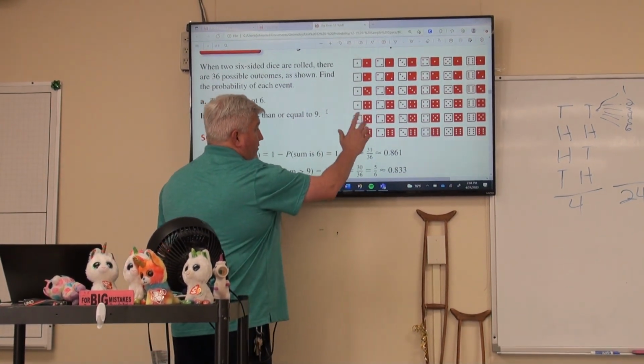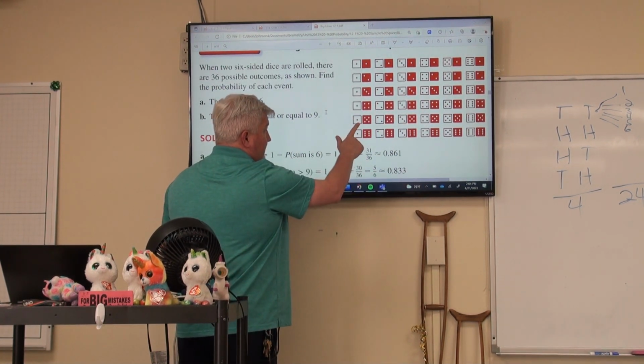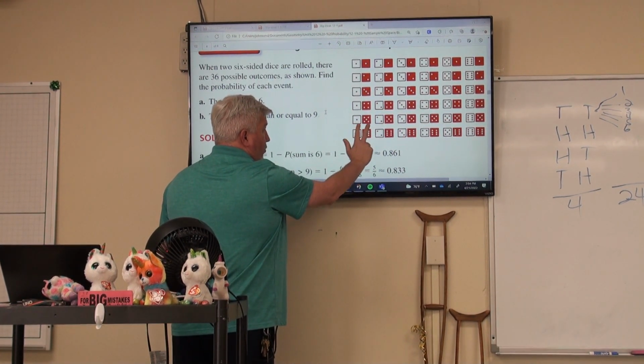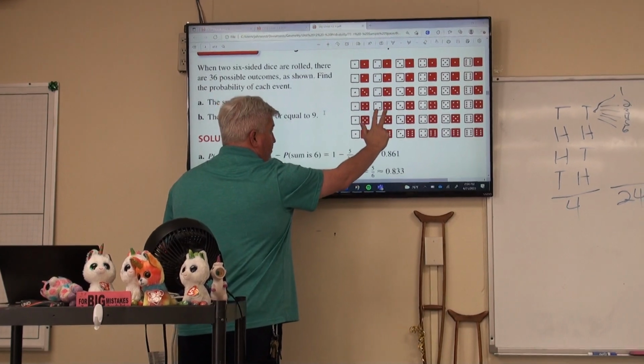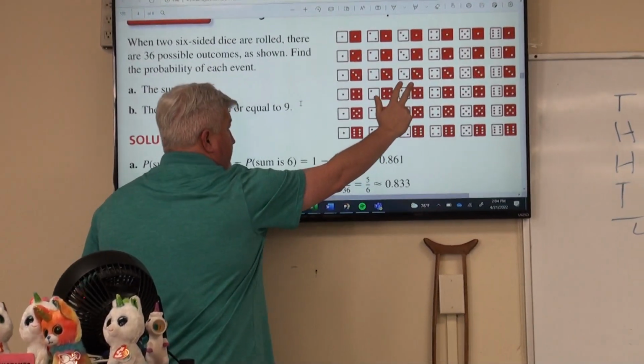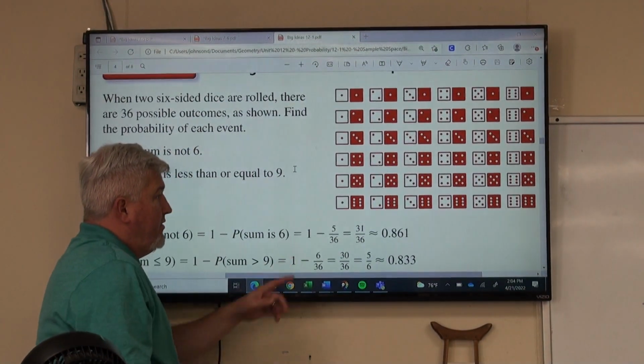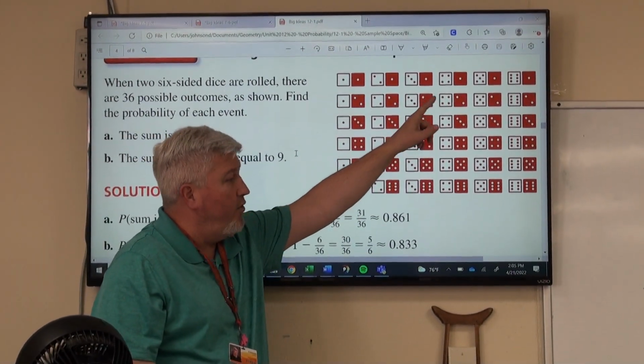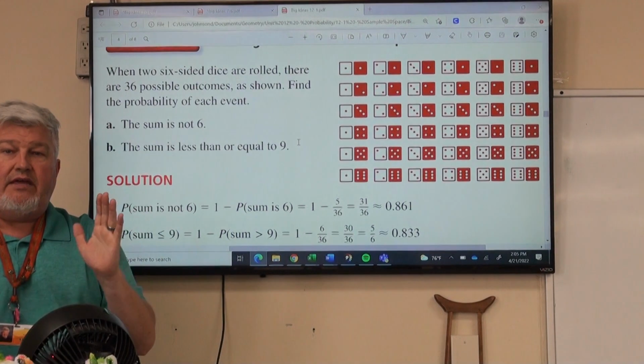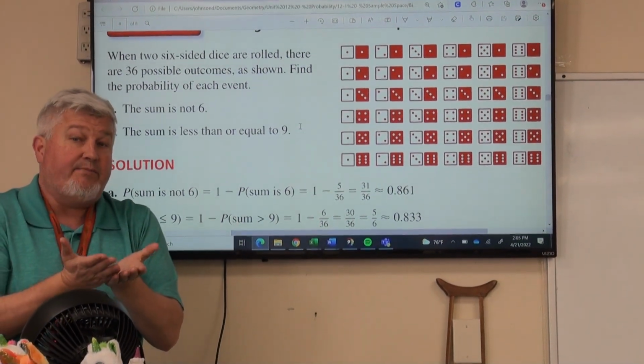The way they have it laid out in order, it's really easy to follow. I've got 1 plus 5, 2 plus 4, 3 plus 3, 4 plus 2, and 5 plus 1. That's 1, 2, 3, 4, 5 times that when you roll 2 dice, they'll add up to 6.